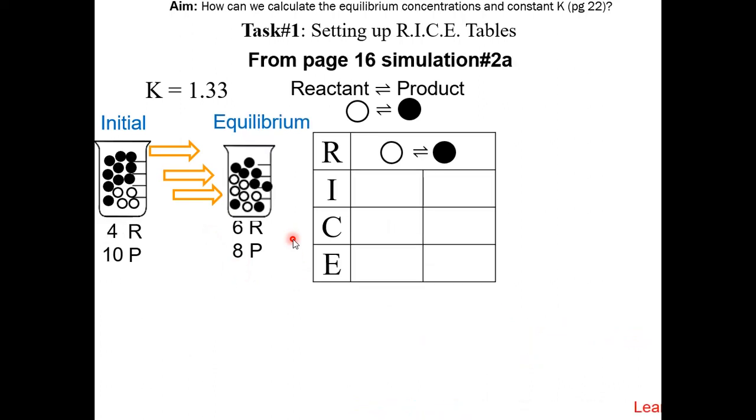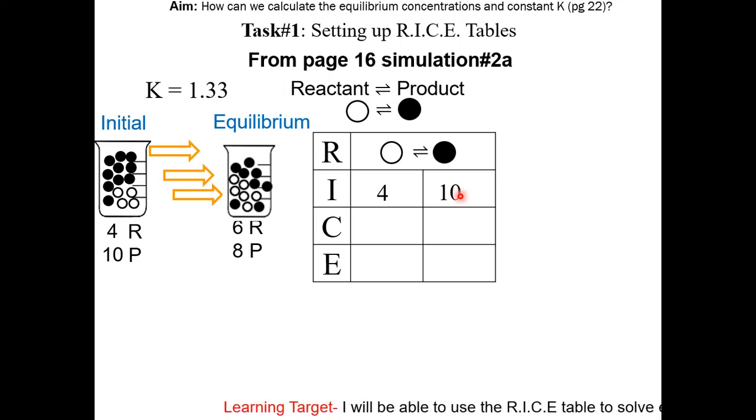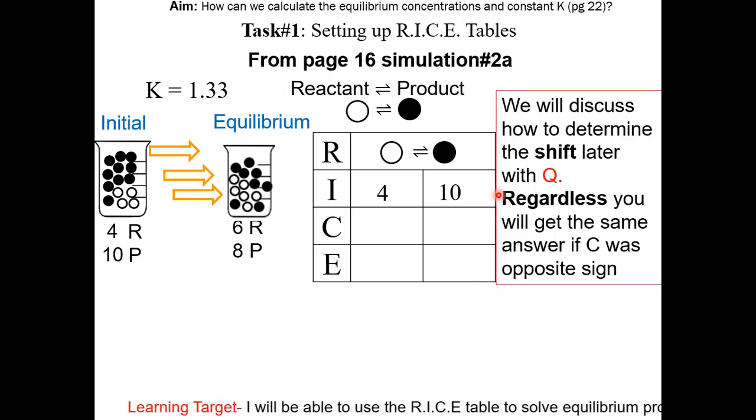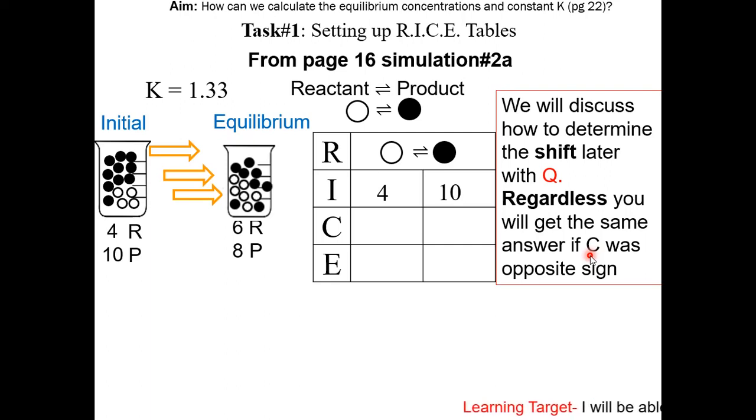Now let's look at the second simulation. If you recall, we were given 4 reactants and 10 products. But this time, we do not know which direction it will shift because neither the reactant nor product is 0. Mathematically, it does not matter. You will get the same answer regardless, even though X will be the opposite sign depending on which direction you shift. I will prove it to you by showing you both directions. There is a correct way of determining which direction it will shift using Q. We will discuss Q in the next lesson.